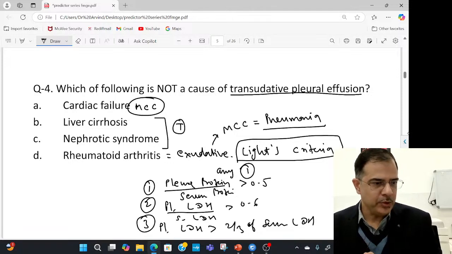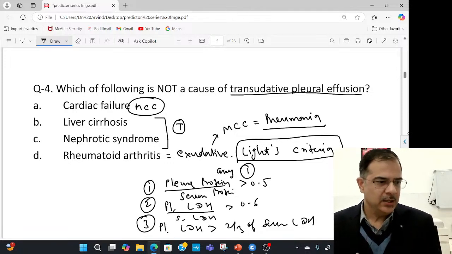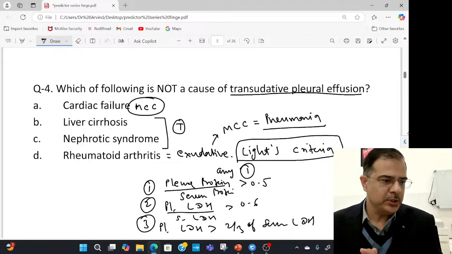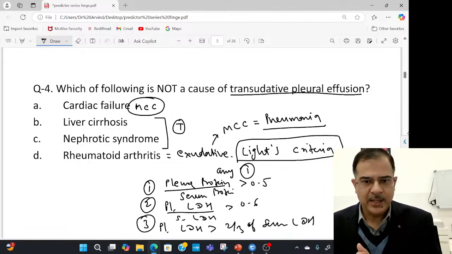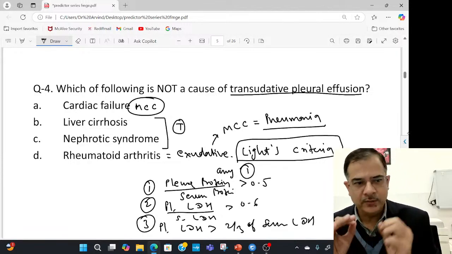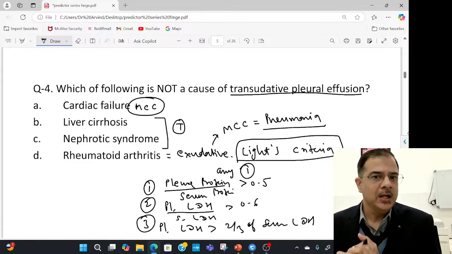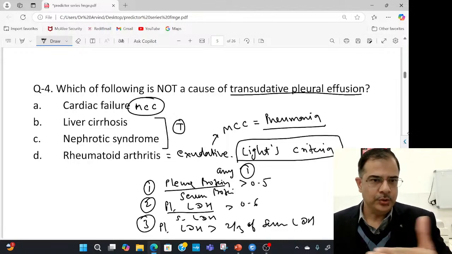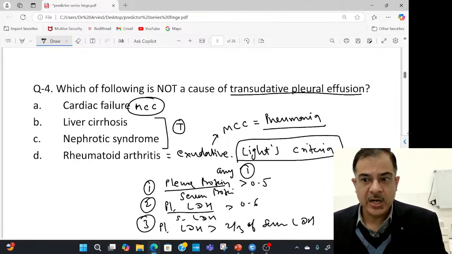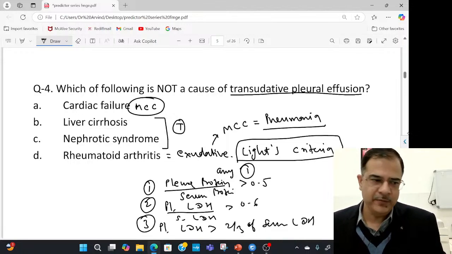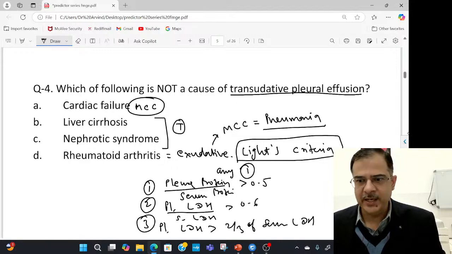Parapneumonic effusion, yes, very nice. The LDH ratio is more than 0.6, the protein ratio more than 0.5, and the pleural fluid LDH more than 2/3 of the upper normal limit of the serum LDH. That is Light's criteria. So for this question, revise your diagnostic criteria for exudative effusion. Light's criteria, yes, very nice.